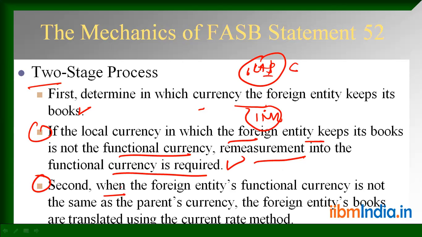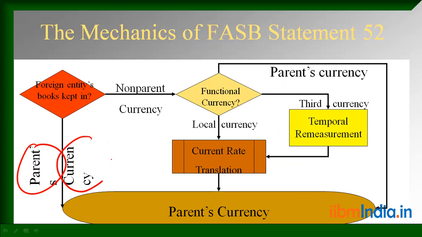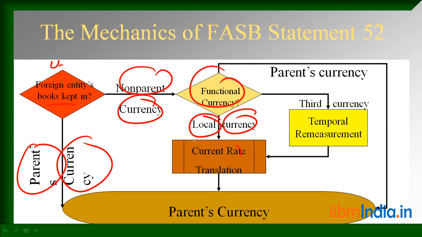Second, when the foreign entity's functional currency is not the same as the parent currency, the foreign entity's books are translated using the current rate method. You just need to remember this condition. For an Indian company, INR will be the parent currency. So if the functional currency and the parent currency are not the same, then the foreign entity's books are translated using the current rate method. Clear? Parent currency: foreign entity books kept in parent currency. Non-parent currency, functional currency, local currency: current rate translation. Third currency: temporal measurement. Please take a screenshot of this particular slide.